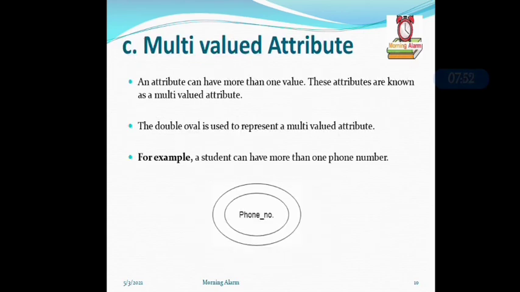The next one is multi-valued attribute. An attribute which has more than one value is called as multi-valued attribute. It is represented by double oval. Here we take the example phone number which can have more than one value. As anyone can have more than one phone number, this attribute will take more than one value and hence it is called as multi-valued attribute.